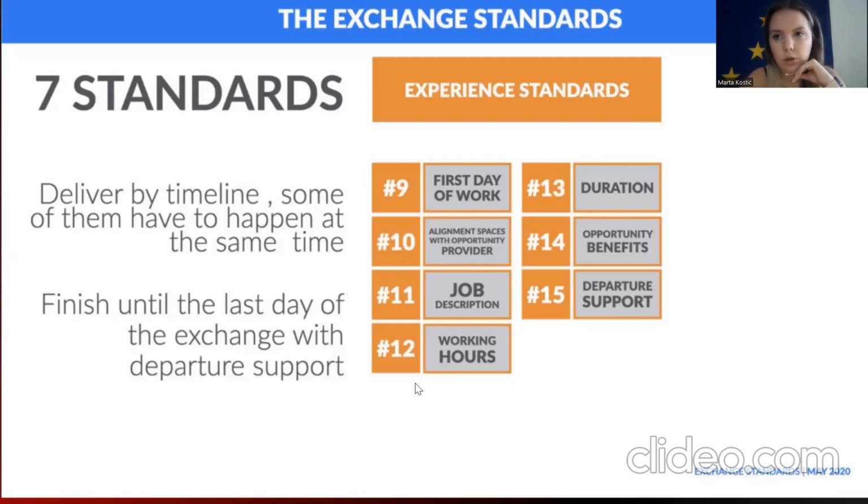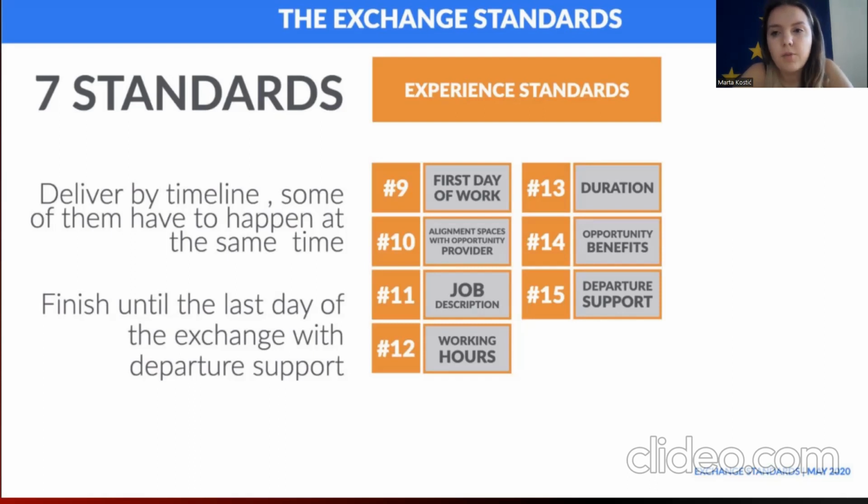If it says on our website that they should be working 8 hours a day, then they should be working 8 hours a day. Duration is just that it needs to be fulfilled. For example, if it says on isec.org that it lasts for 6 weeks, then it needs to last for 6 weeks. If it says 8 weeks, then it lasts for 8 weeks.